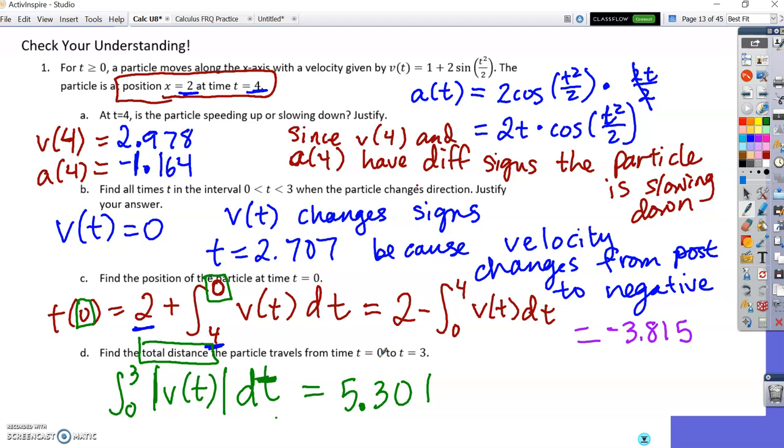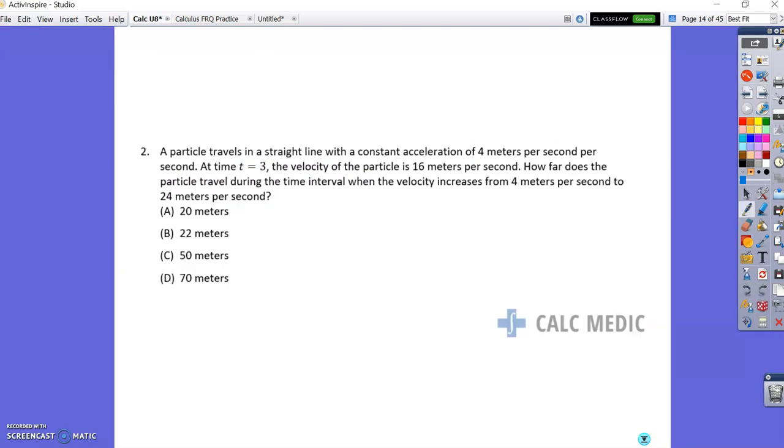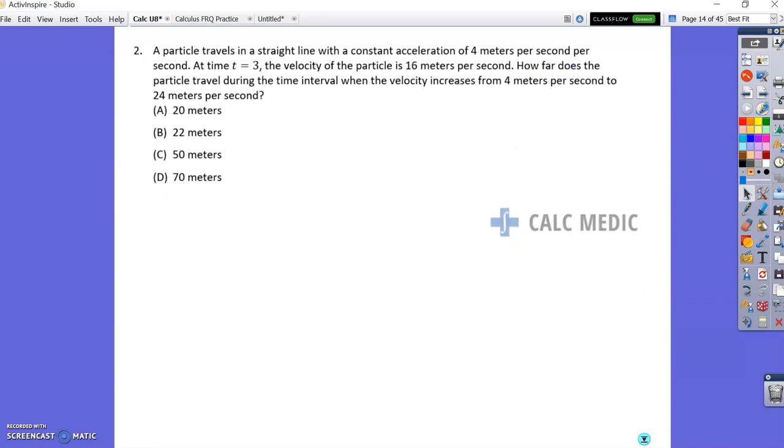And so let's see what we can do. So the next problem, which is a multiple choice question, and again, you won't have any multiple choice, but it's likely that they'll take a problem that would be multiple choice and strip the answers and have you do it anyway. So a particle travels in a straight line with a constant acceleration of 4 meters per second per second. So we know the acceleration, a of t equals 4 meters per second per second.